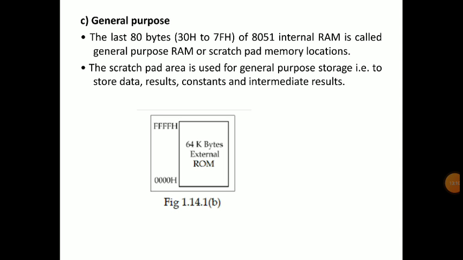Next is the general purpose area. The last 80 bytes, that is 30 to 7F of the 8051 internal RAM, is called the general purpose RAM or scratch pad memory location. So the general purpose RAM is also called scratch pad memory location.